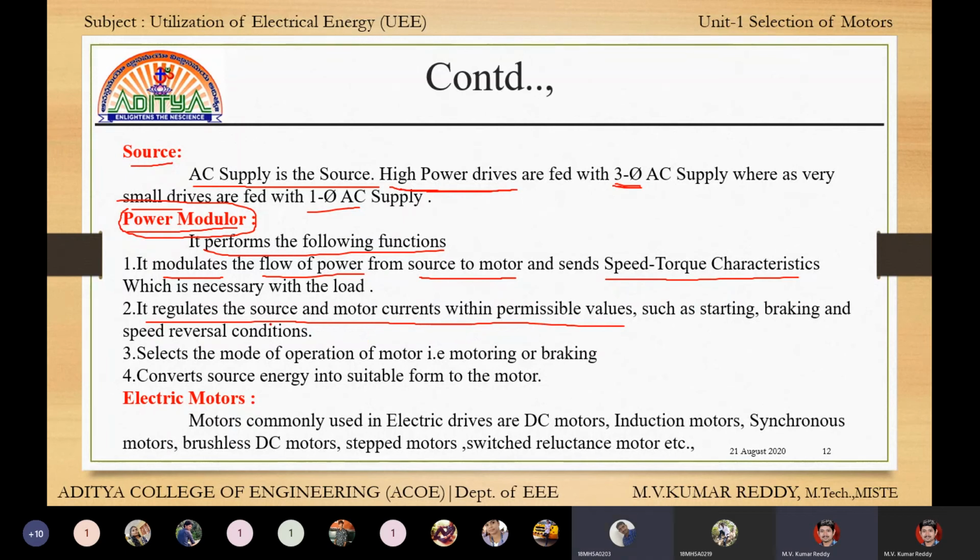It regulates the source and motor currents within permissible values. That means it not only controls the power, it also controls the motor current. Motor current, we already know about the starting current, braking, and speed reversal conditions. These are controlled by the power modulator. That means this power modulator protects the motor from starting currents, braking, sudden brakings, and reversal currents.